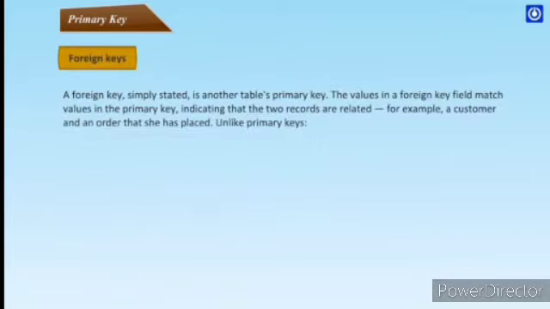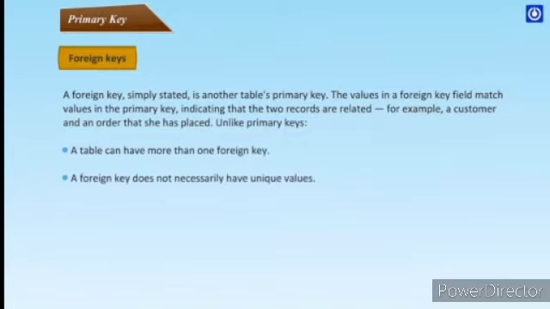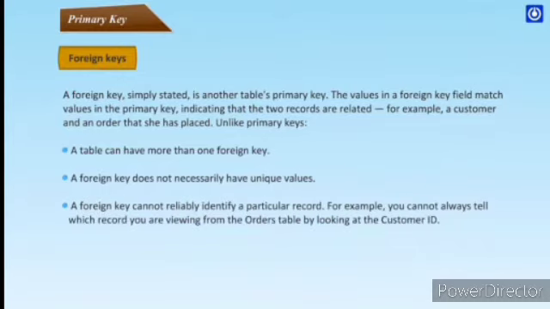Foreign keys. A foreign key, simply stated, is another table's primary key. The values in a foreign key field match values in the primary key, indicating that the two records are related, for example, a customer and an order that she has placed. Unlike primary keys, a table can have more than one foreign key. A foreign key does not necessarily have unique values. A foreign key cannot reliably identify a particular record.